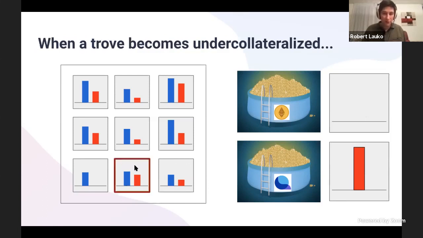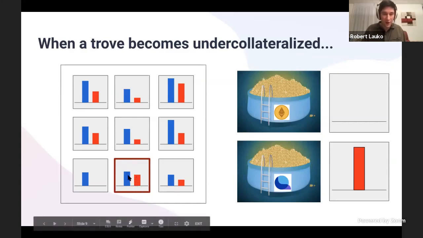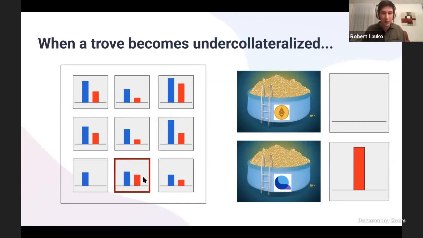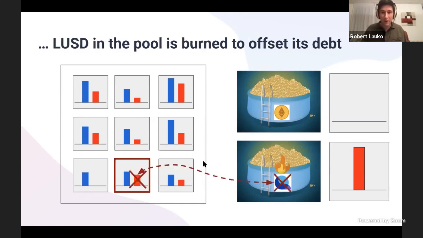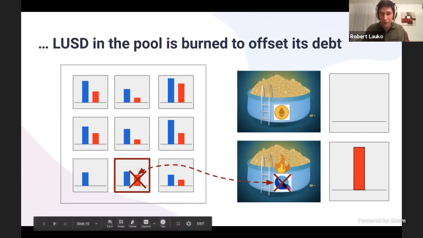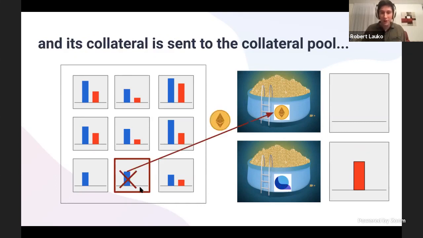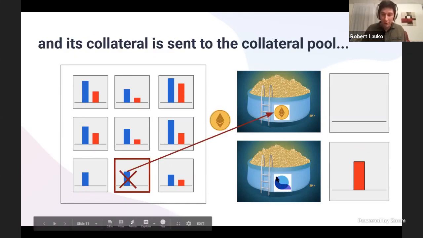Now, let's say this position falls below the minimum collateralization ratio. Here you see the debt in red and the collateral in blue. And we just assume here that this is below 110% as an example. So what happens is that the system can simply burn the equivalent amount of tokens, the amount that's defined by the debt of this position, from the stability pool. And the debt can then be cleared here. So the debt is gone and the tokens were burned.